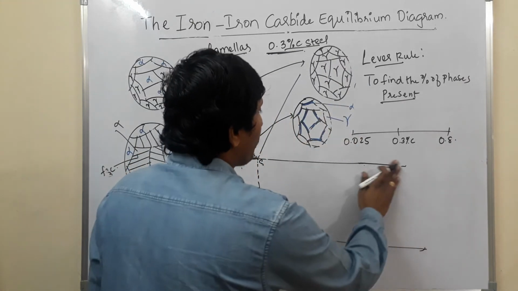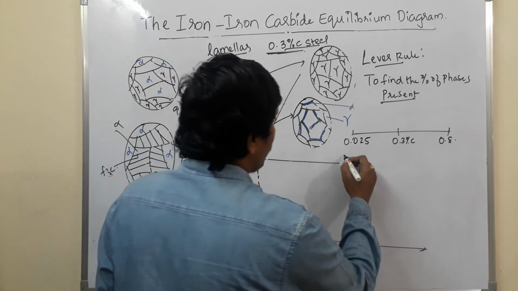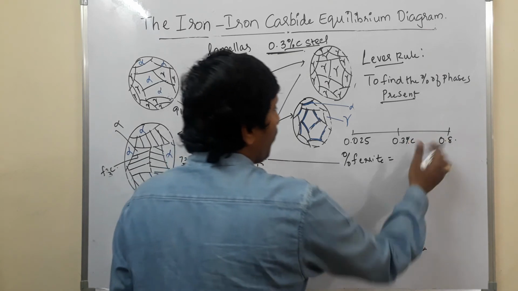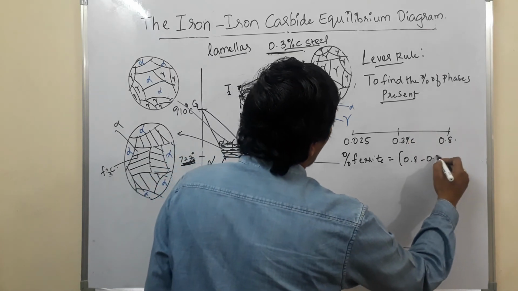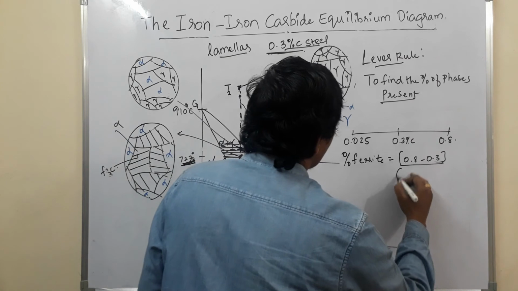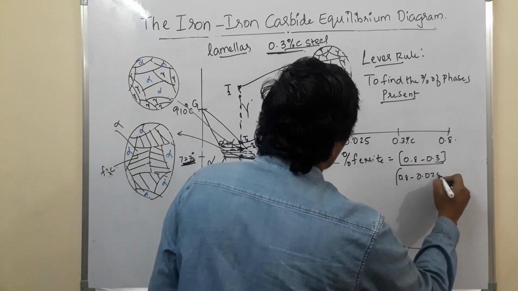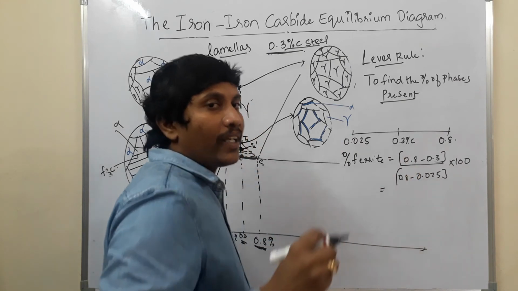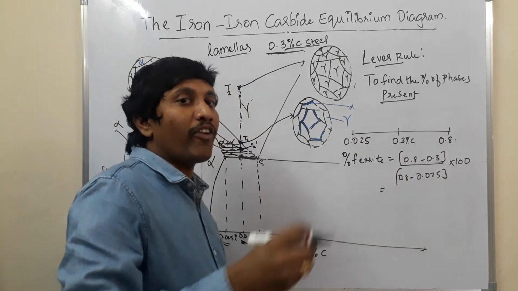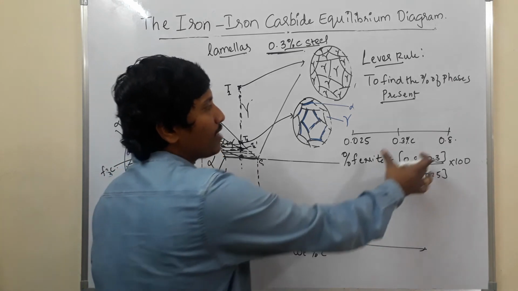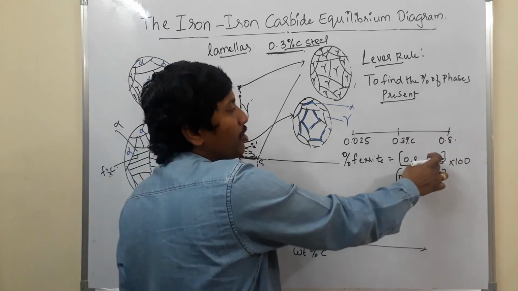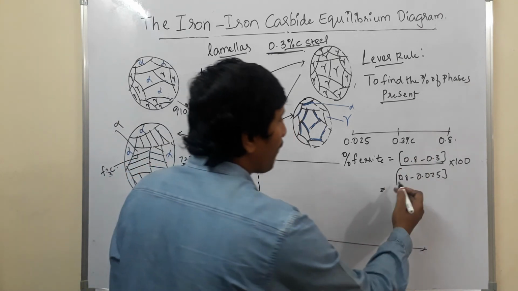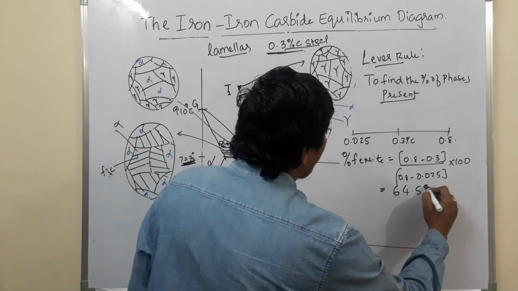By applying lever rule, what is the percentage of ferrite? Percentage of ferrite is equal to 0.8 minus 0.3 divided by 0.8 minus 0.025 into 100. How did you get this? Lever rule states that amount of phase present is inverse of its length. That's why I have taken 0.8 minus 0.3. It comes to approximately 64.5 percentage.